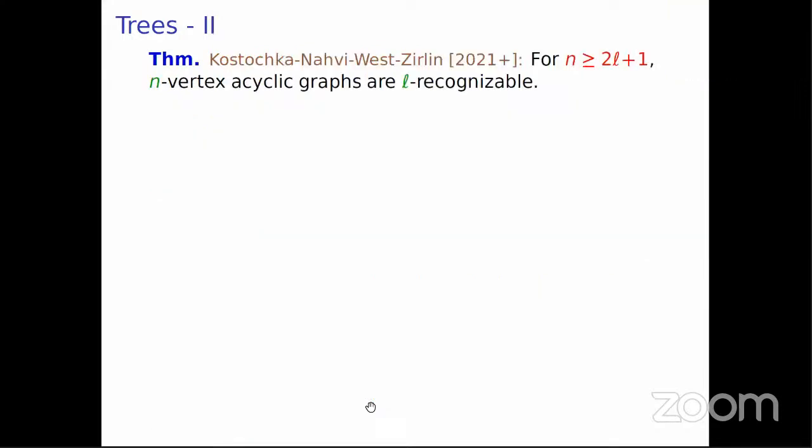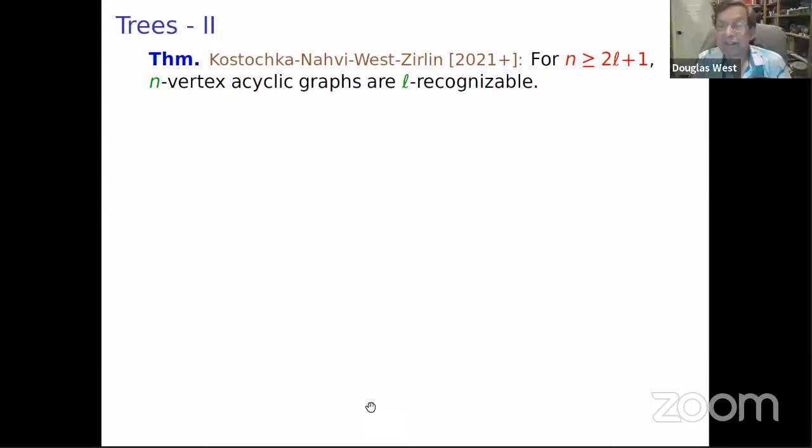So we were able to prove that with the same threshold, when N is at least 2L plus 1, we can recognize whether our deck came from a graph with a cycle or not. So acyclic graphs are L-recognizable. But when we know the N minus L deck, as long as N is at least 2L plus 1, we also know the 2-deck. So we know the number of edges.